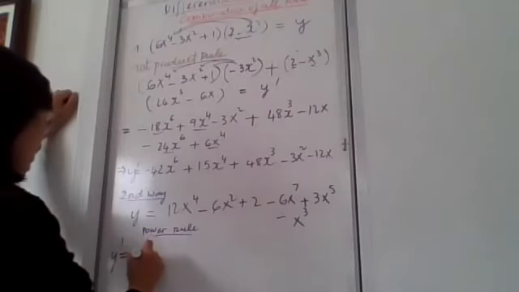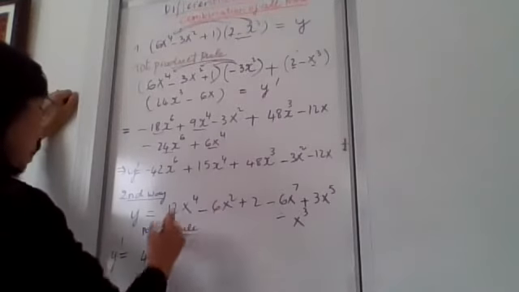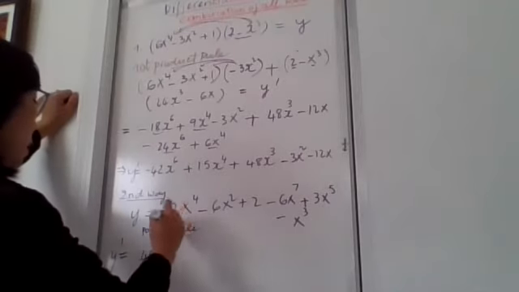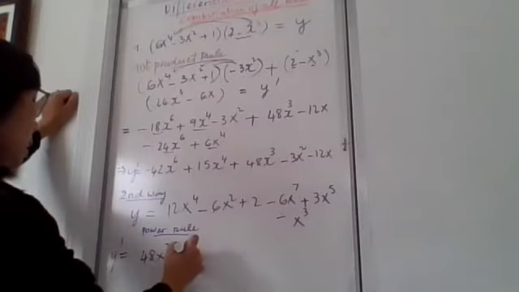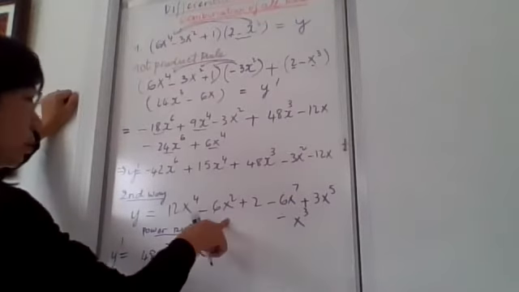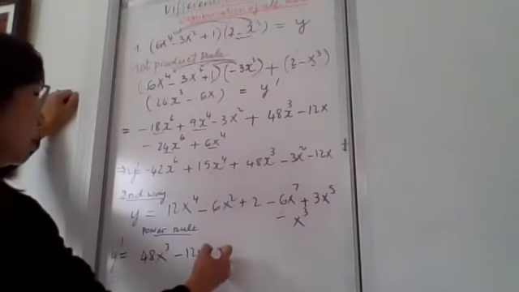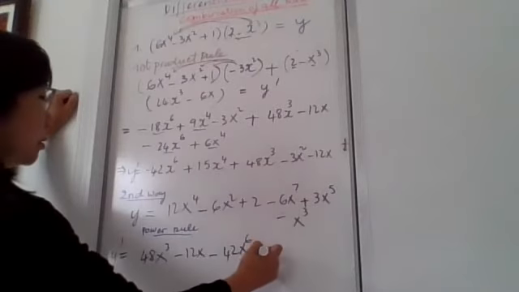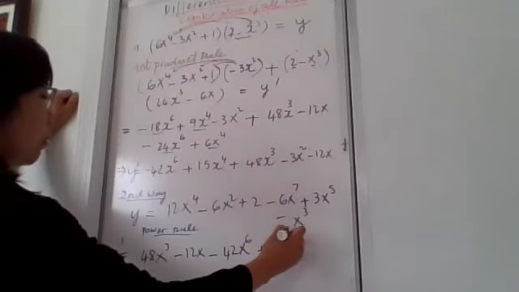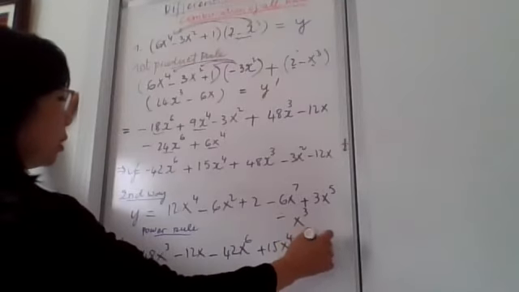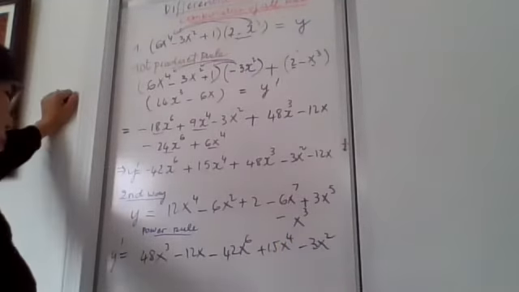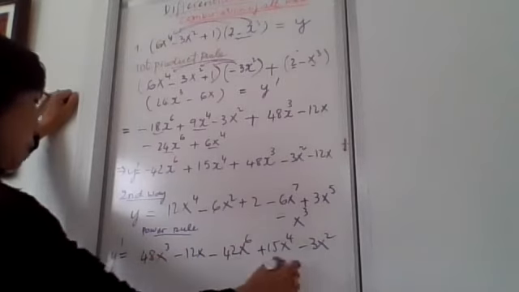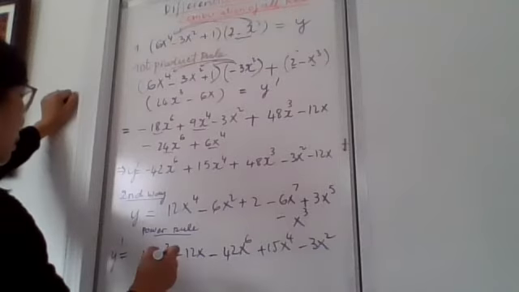So 4 times 12 is 48x to the power 3, minus 12x to the power 1, plus 0, minus 42x to the power 6, plus 15x to the power 4, minus 3x to the power 2. Okay, so this is our answer. Now let's check the answer.